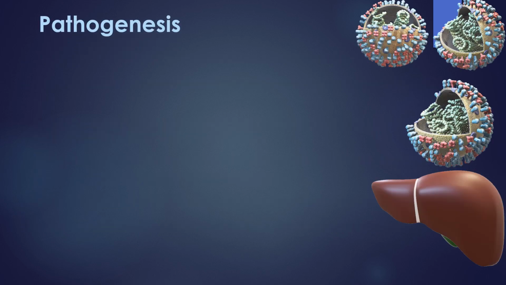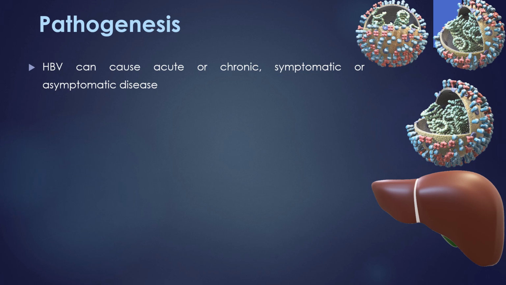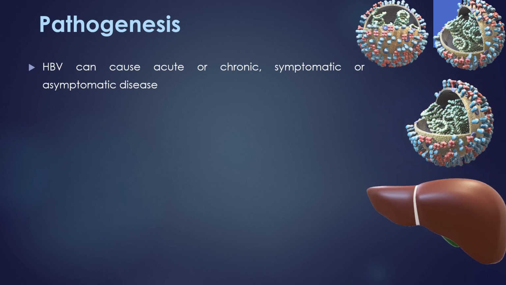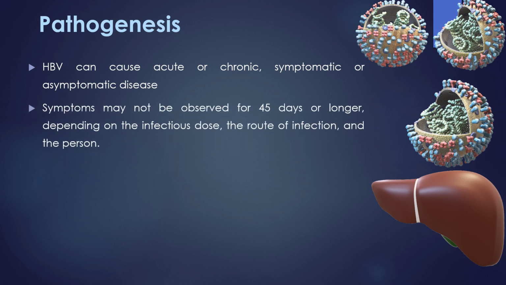Pathogenesis of hepatitis B virus. Hepatitis B virus can cause acute or chronic, symptomatic or asymptomatic disease. The major source of infectious virus is blood, but HBV can be found in semen, saliva, milk, vaginal and menstrual secretions, and also in amniotic fluid.